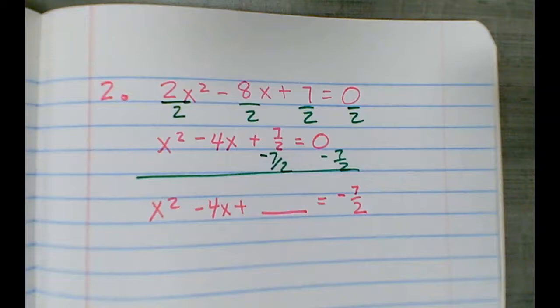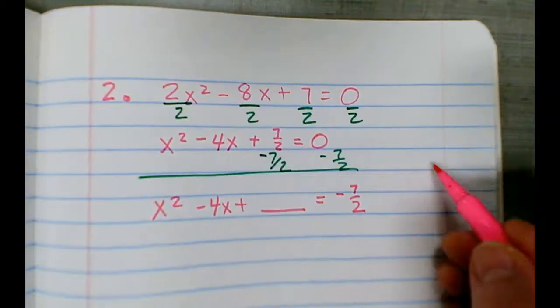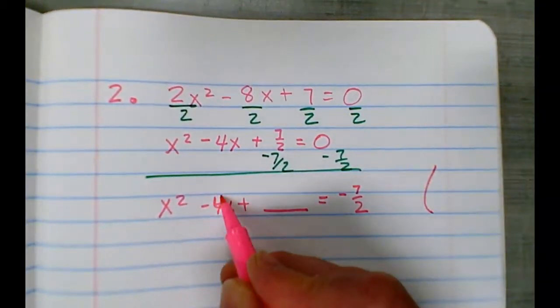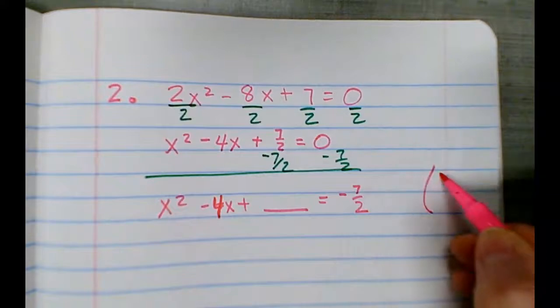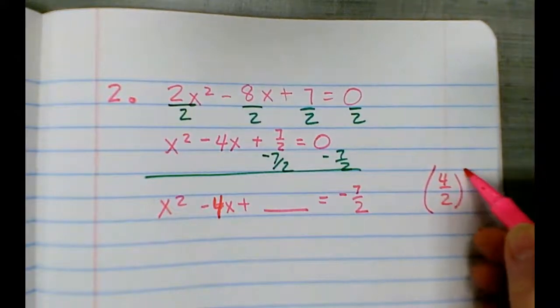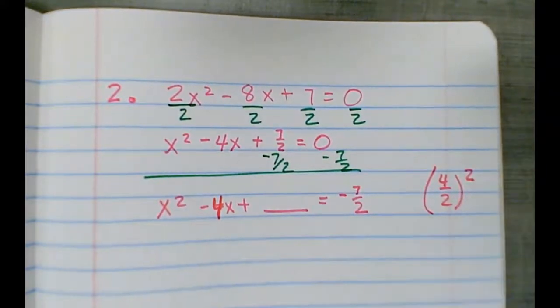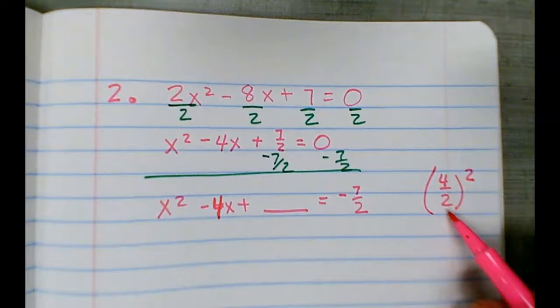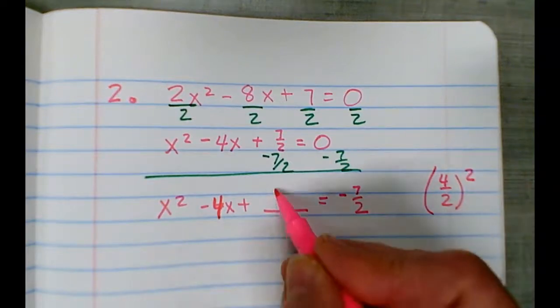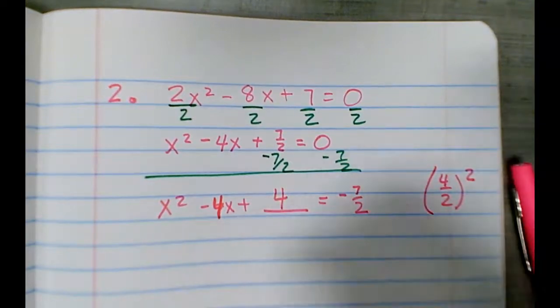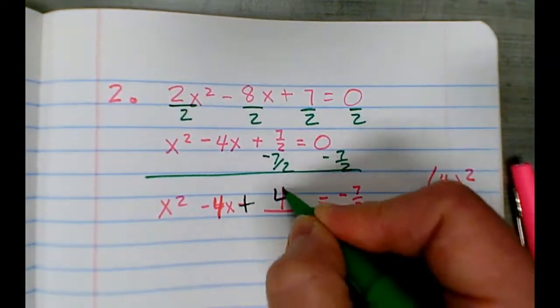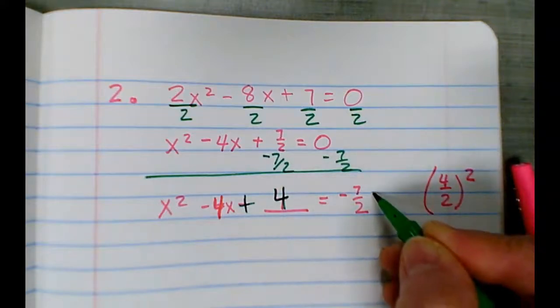Where am I going to get this perfect square number from? 4 divided by 2 and square it. 4 divided by 2 is 2. 2 squared is 4. If I add a 4 on this side, what do I have to do on that side?